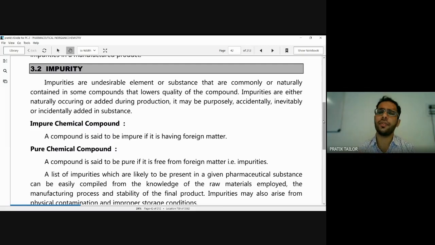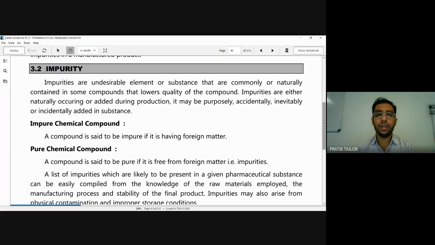So traces of impurities are even allowed after a successful investigation and after studying that the impurities do not have any toxic effect, with relevant study. We are allowing some small amount of impurity in the pharmaceutical preparations.